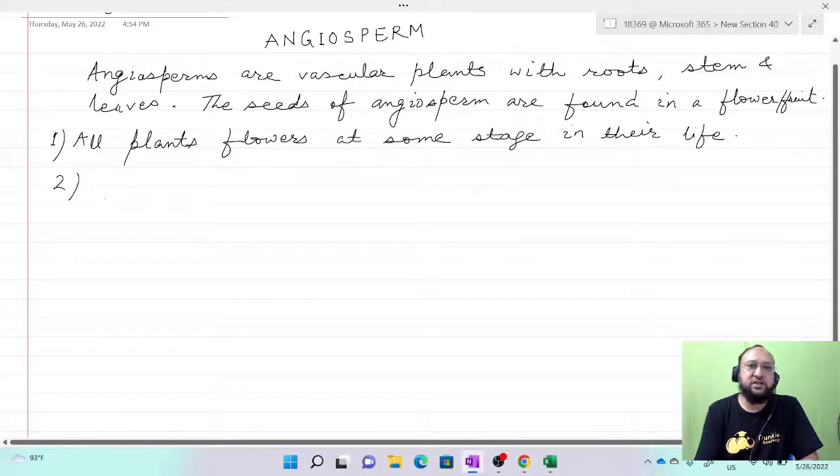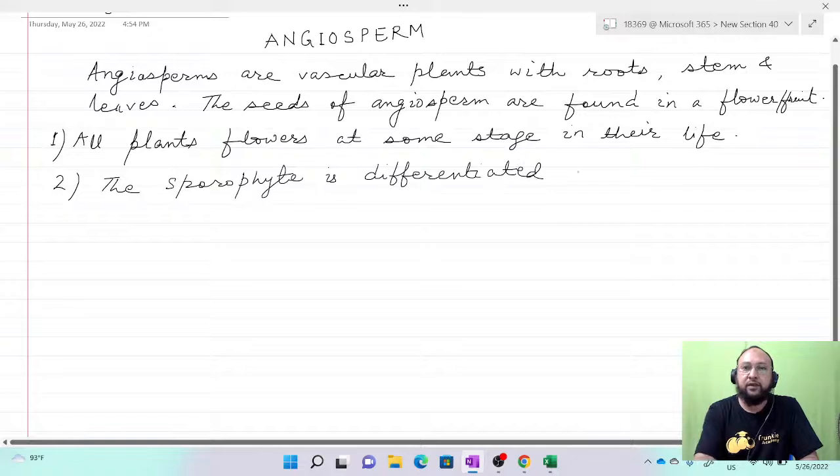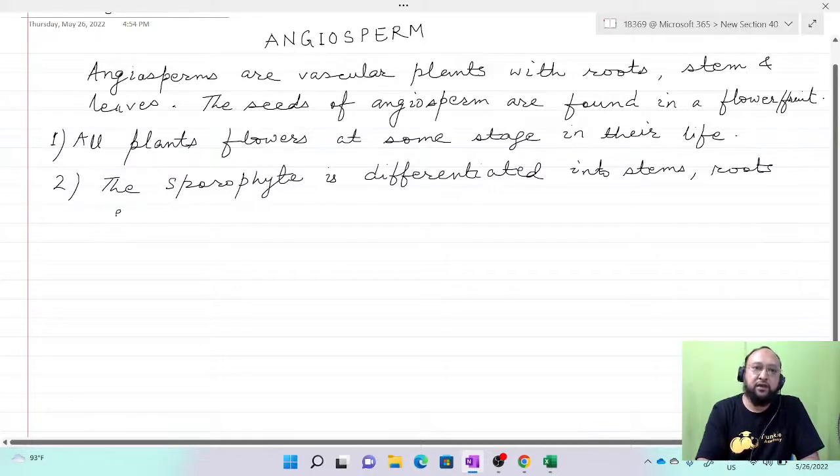The sporophyte is differentiated into stems, roots, and leaves. So that means the vegetative part of the plant body is differentiated into stem, roots, and leaves.